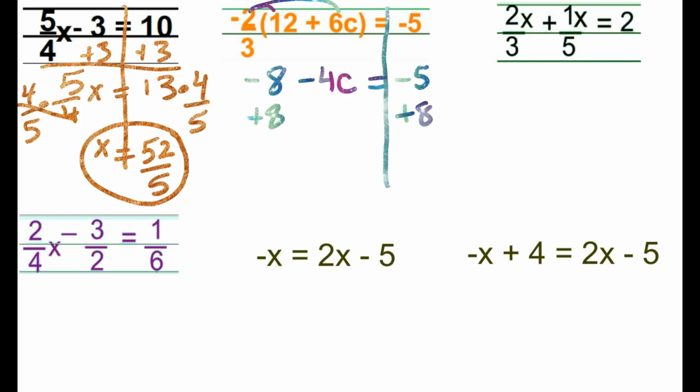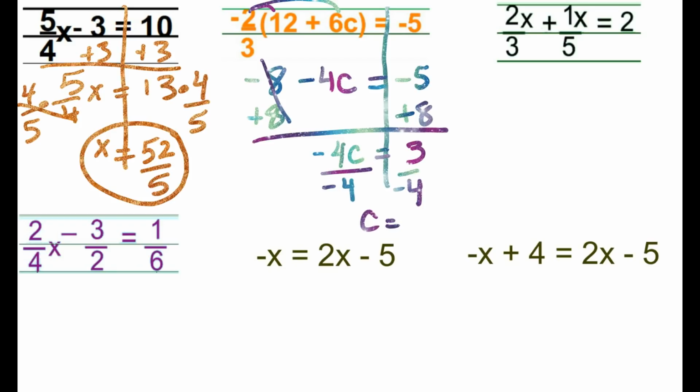Add 8 to both sides. All right, these cancel, and we get negative 4c is equal to negative 5 plus 8 is a positive 3. Divide by negative 4 and see what the galaxy says. The galaxy says that the answer is negative 3/4. The galaxy and Mr. O'Neill is correct.